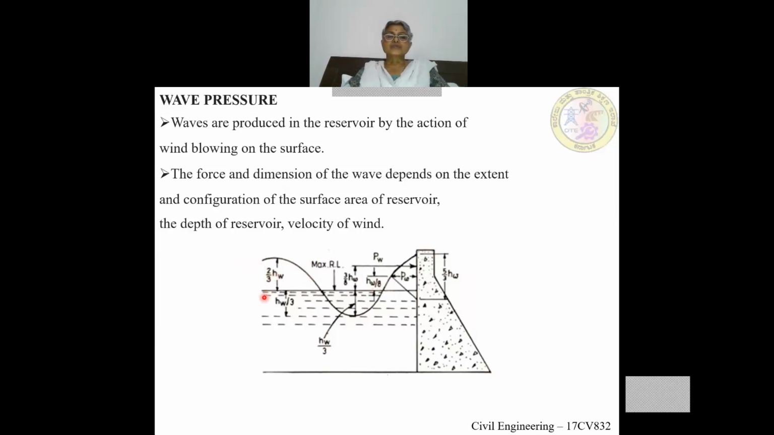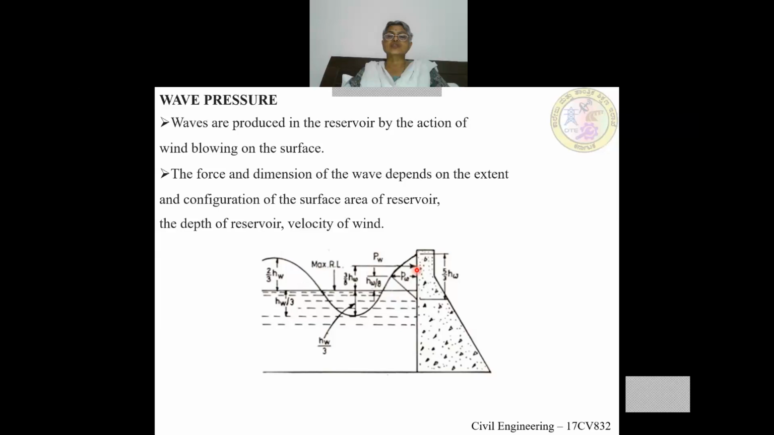Here, the total height of the wave is hw. It is divided into two-thirds, which is the height of the crest, and one-third, which is the height of the trough. So the total height is two-thirds of hw plus one-third of hw. This is the maximum reservoir level, and this is the Pw, the force due to wave, which is calculated using a formula. This will be acting at a distance of 3/8 of hw from the MRL, the maximum reservoir level, where hw is the height of the wave.